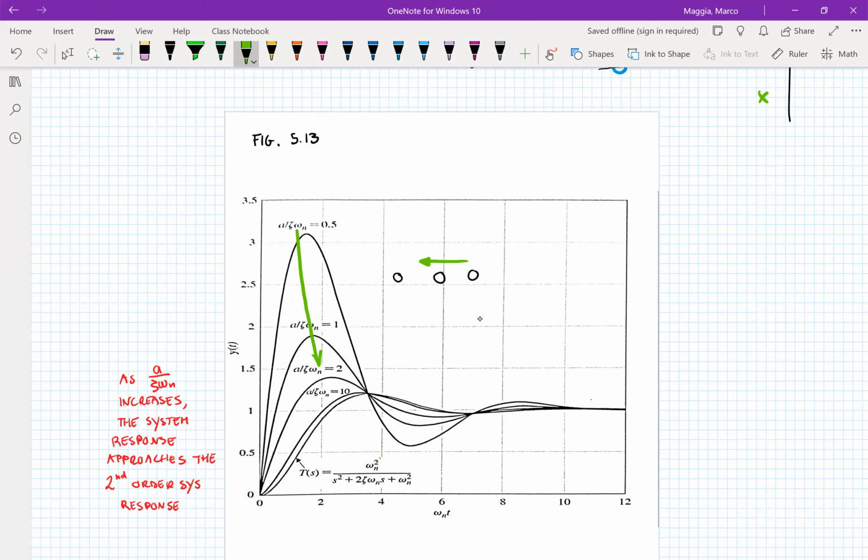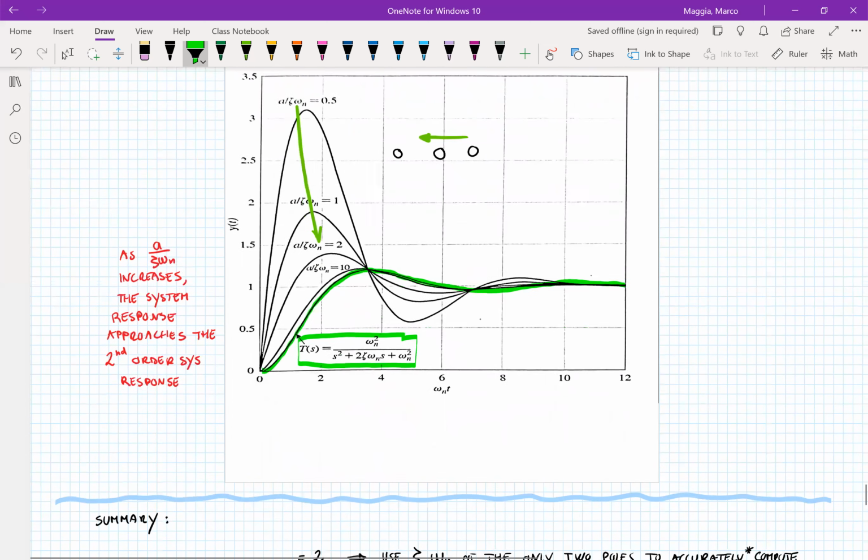And as it moves all the way to minus infinity, then we're going to have exactly the response that corresponds with the second order system without any zero, which is this curve here, as you can see. All right.